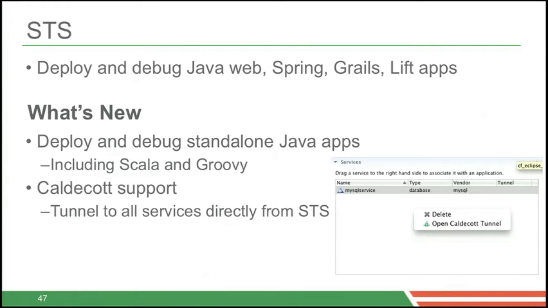There's some new things in the STS plugin. So of course before you could deploy and debug all your various Java web applications, but now you can deploy and debug standalone applications, which I'll show you guys. And then you can also open up tunnels. So as I mentioned before, the tunneling support allows you to interact directly with Cloud Foundry services using your favorite clients. That's now something that you can do from STS as well as from the command line.